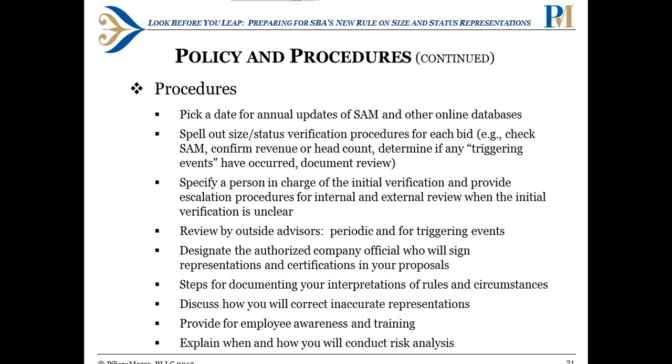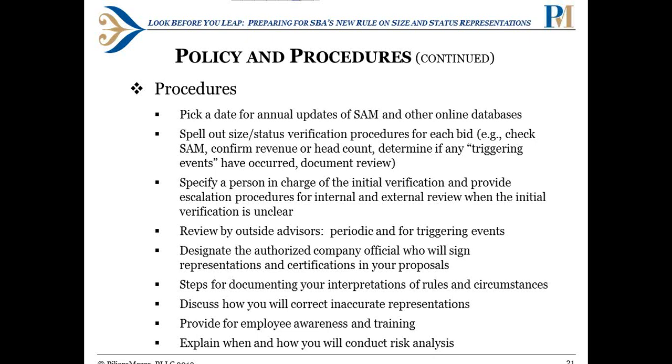And in terms of procedures, this is where you're going to lay out exactly what you're going to do to ensure that your size and status representations are accurate. What we've done on this slide is just list some examples of possible procedures that you could implement for your size and status representations. Most contractors are going to have some form of policies or procedures in place that are mandated or recommended by the FAR, whether it's an organizational conflict of interest mitigation plan or a code of ethics. You probably already have a portfolio of documents like that, and our strong recommendation based on these new rules is that you add to this portfolio procedures related to how you make size and status representations.